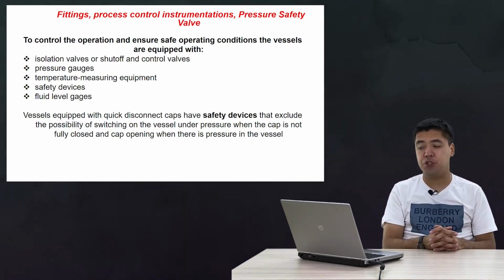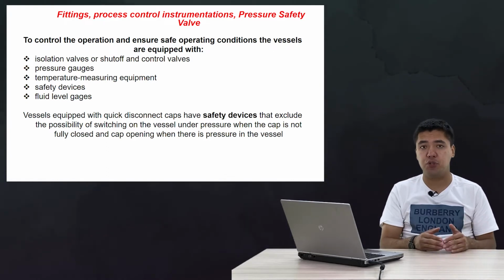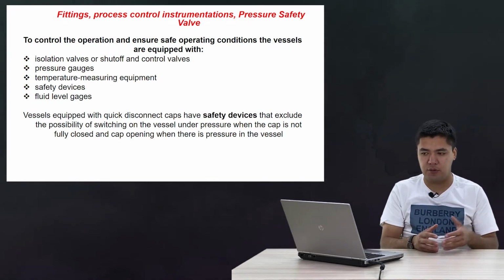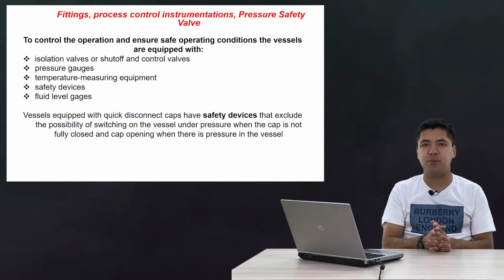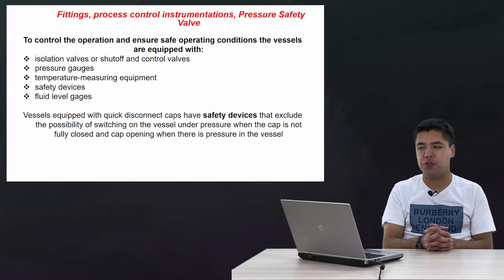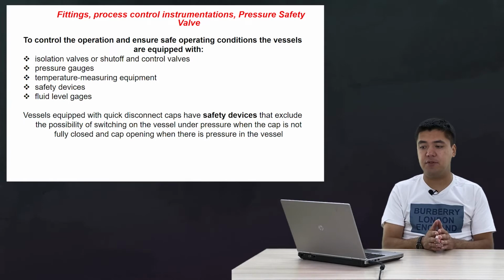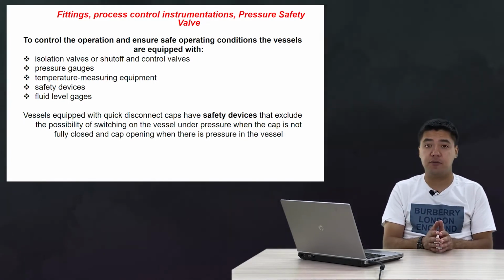Then temperature measuring equipment. Temperature and pressure are two physical phenomena, or characteristics, that will be useful to explain the working conditions of pressure equipment. Then safety devices, pressure safety valves, for example.